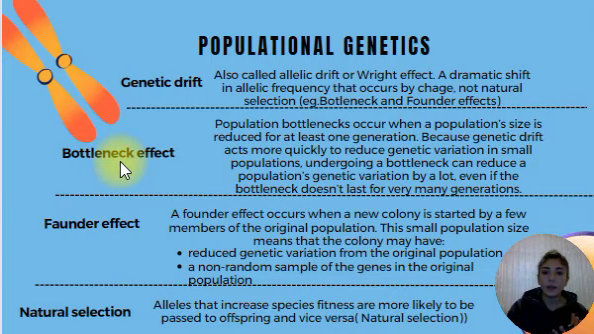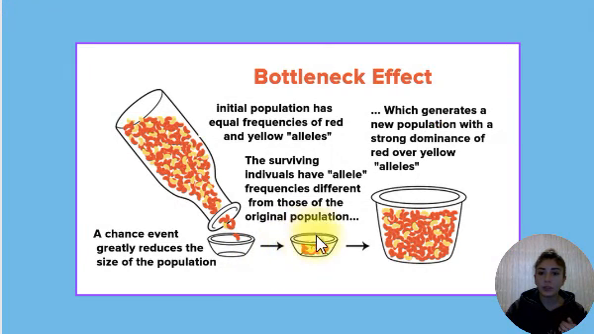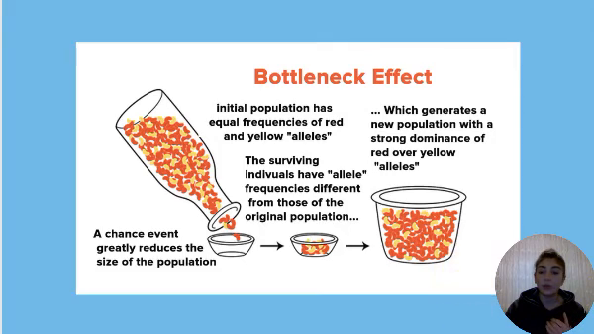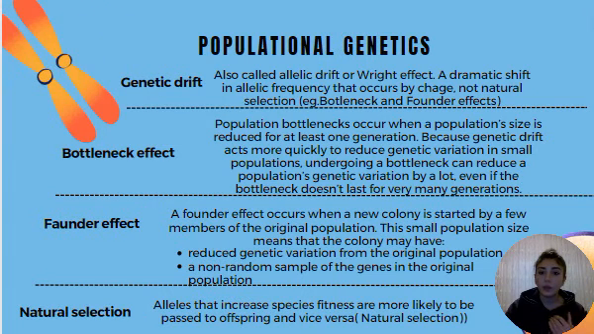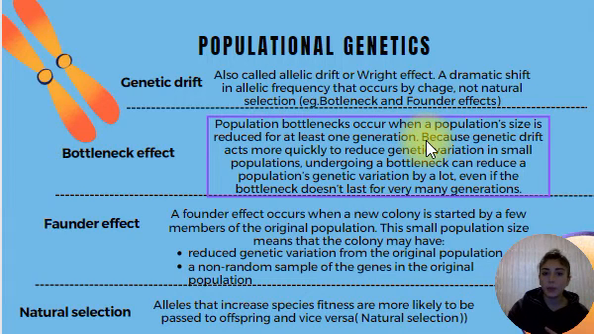Bottleneck effect is basically because of some poaching or dramatic event in nature, you have lessened your original population, right? And then they multiplied, right? And you have less variability. For example, originally you had an equal amount of yellow and red dots, and then eventually you have more red dots than yellow dots, right? So you reduced genetic variation because of it.